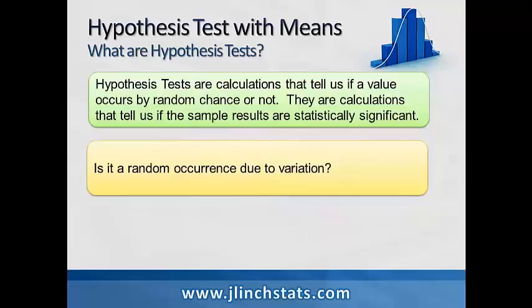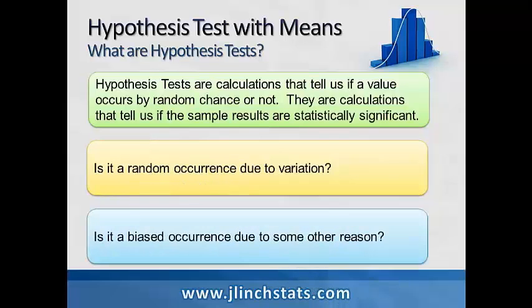Is it a random occurrence due to variation? Is it a biased occurrence due to some other reason? So a hypothesis test will tell us, once we sample data, whether the value that we got is common or whether it's not common. And if it's not common, we're going to call that statistically significant. So if our X bar value seems unusual, we might claim it to be statistically significant. And the probability that we actually sampled and got this X bar value that was extreme by chance alone is going to be very, very low.